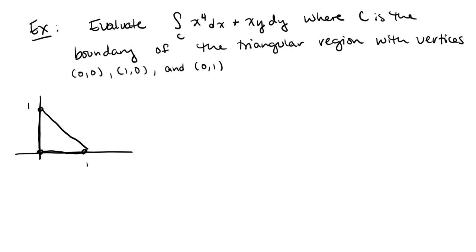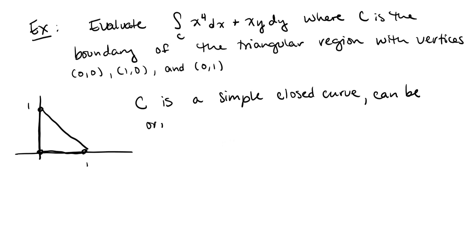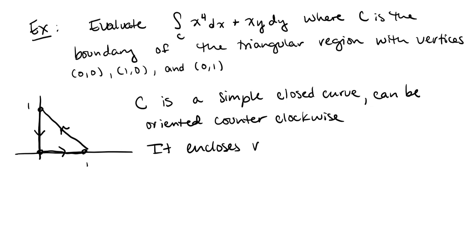One of the things that we can notice is that this curve C is a simple closed curve, and it can be oriented counterclockwise. So we can give it this orientation if we want to. And what we can notice then is that it encloses our region R.